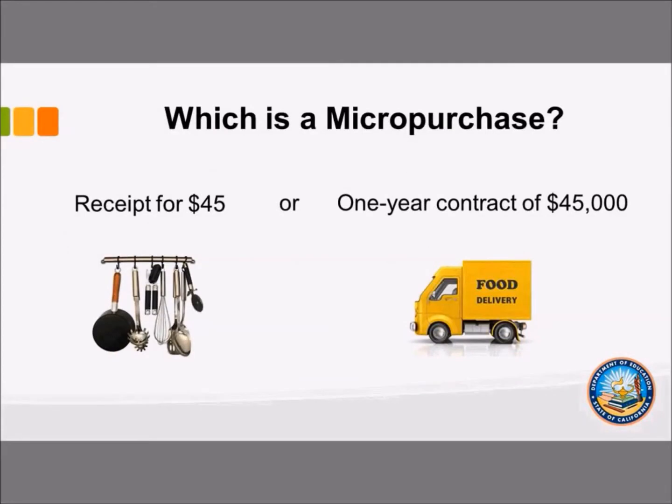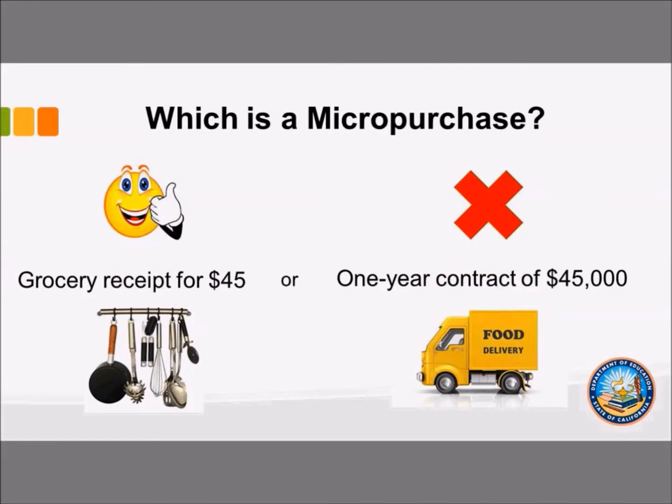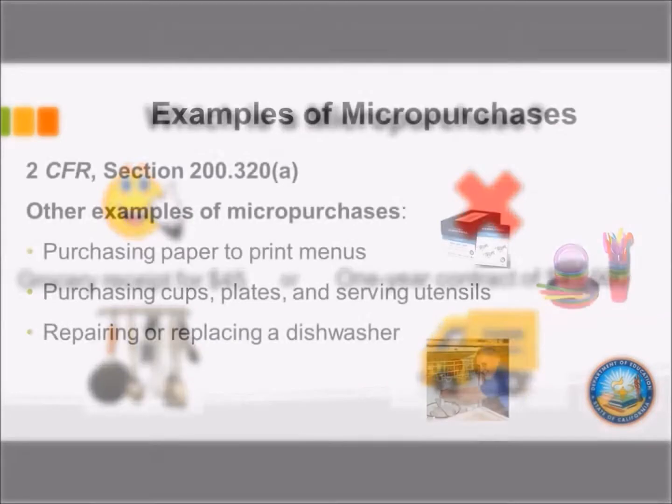Courtney, in the two examples of single purchase transactions, which one of those would be a micropurchase? A single trip to a kitchen supply store with a receipt for $45, or a one-year vended meal contract totaling $45,000? Since a micropurchase is a single purchase transaction equal to or less than $3,500, the receipt showing $45 would be considered a micropurchase. The one-year contract is over the micropurchase threshold of $3,500, so it would not be considered a micropurchase. We will discuss the small purchase method later in this webinar.